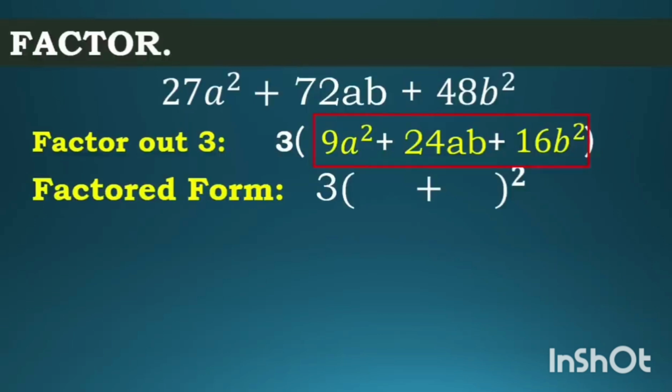So again, what is the square root of 9a squared? That is 3a. And then, for 16b squared, what is the square root of 16? That is 4. And then 4b. Okay? So, the factored form is 3 times the square of the quantity of 3a plus 4b. Okay, let's have the next one.